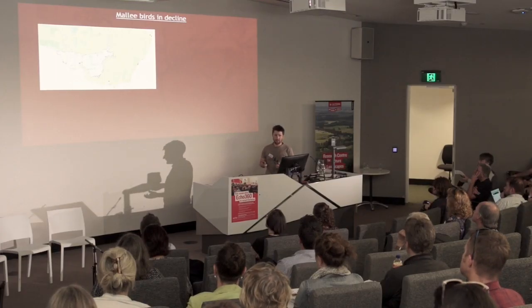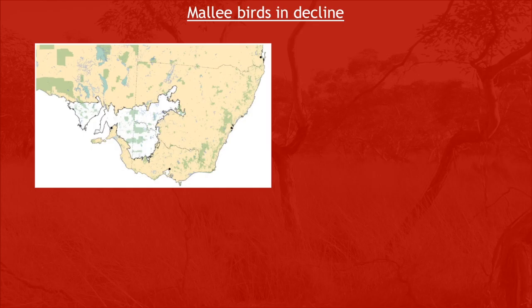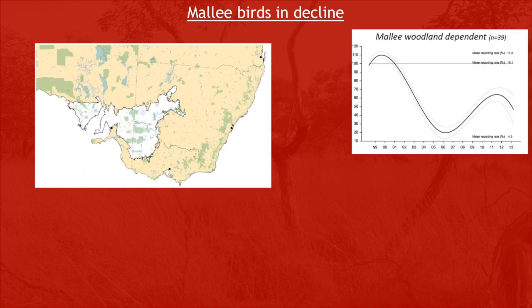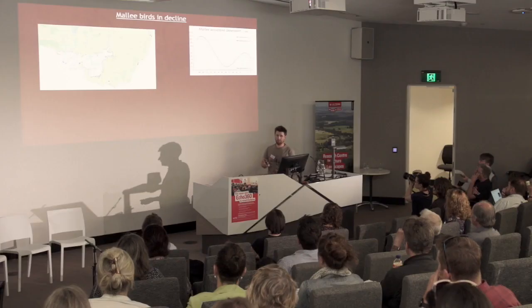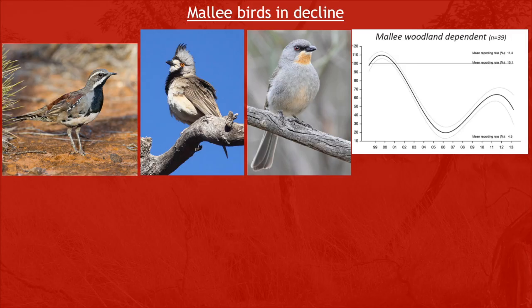So if we have a look at the eastern mallee, and this data I'm about to show is from the State of Australia's Birds Report, we see declines in mallee woodland dependent species. On the x-axis is 1999, which is the pointer, through to 2013, and you can see there's a big decline during the drought, but after the drought, when it breaks, there's only a partial recovery. And we're talking about species like the Gilbert's whistler, crested bellbird, or chestnut quail thrush. And these are either threatened or near threatened species, so we're used to talking about the decline of these species.